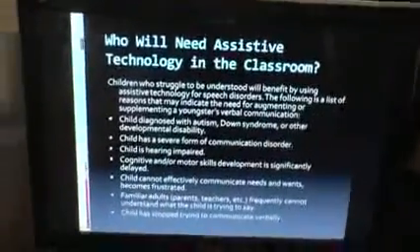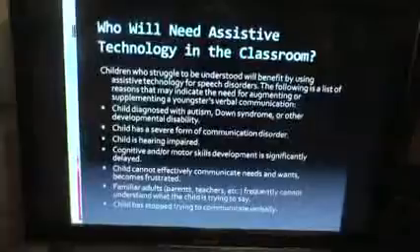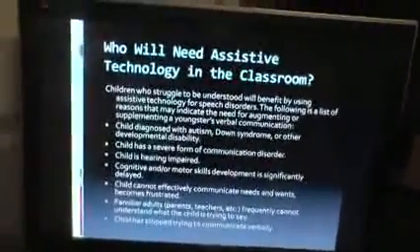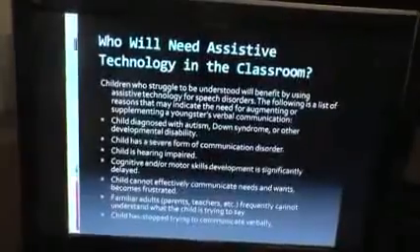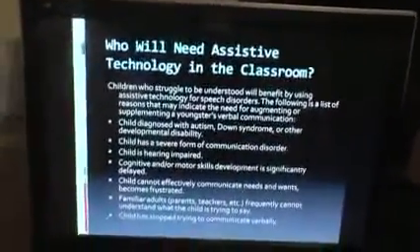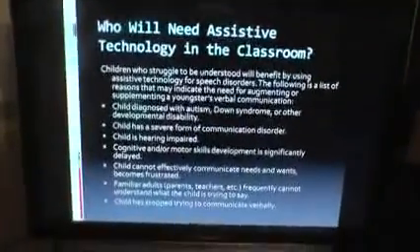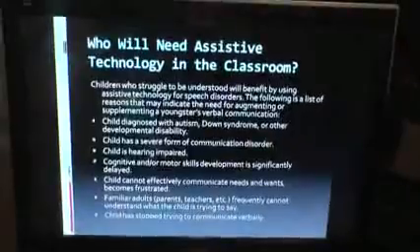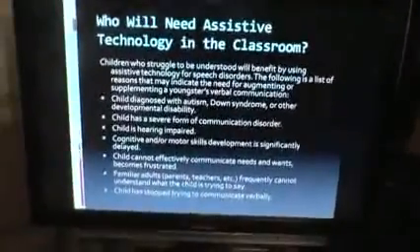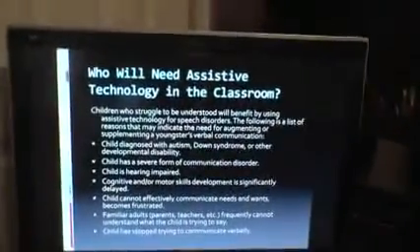The question is, who will need assistive technology in the classroom? Children that struggle to be understood will benefit from using assistive technology. The following are a list of reasons that may indicate the need for augmenting or supplementing a youngster's verbal communication. A child diagnosed with autism, Down syndrome, or any other developmental disability. A child that has a severe form of communication disorder.